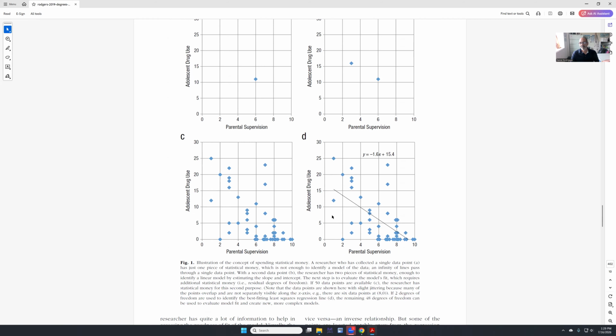So we lose a degree of freedom, right? There are different equations for the independent samples t-test depending on whether or not we can assume equality of variance. But let's say we can assume equality of variance: it's n1 plus n2, the sample size for each group, minus 2, because we're estimating two means, right? So we lose 2 degrees of freedom in that case.